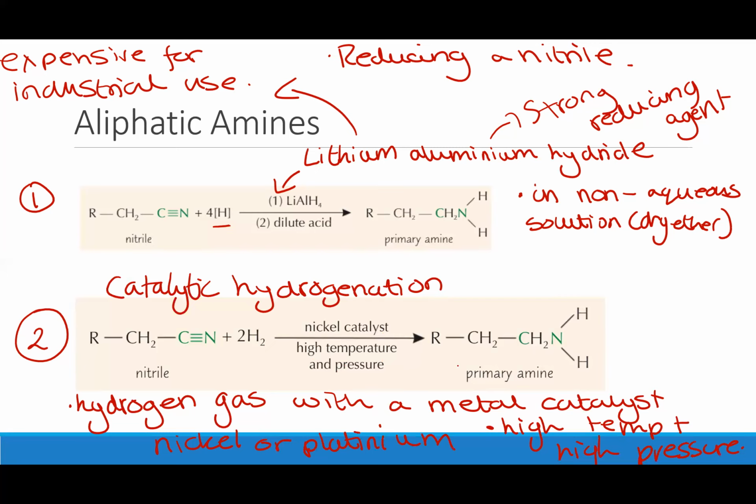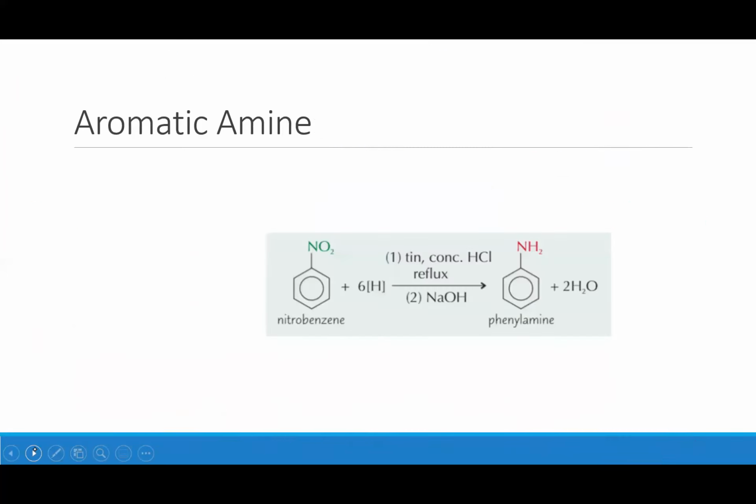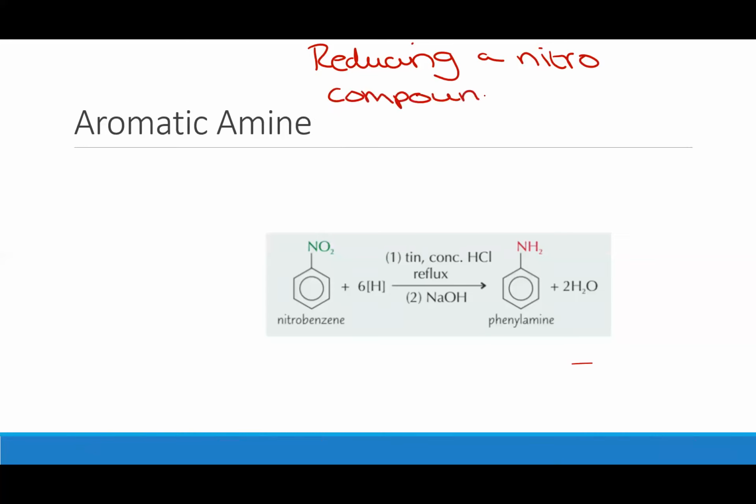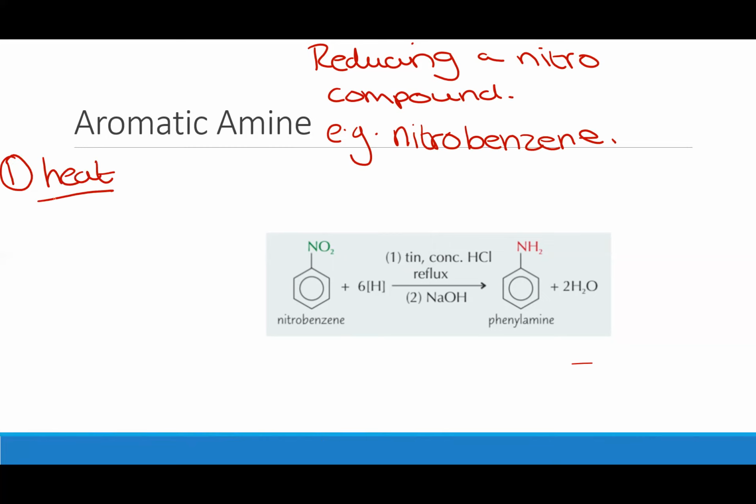The final type of amine we're going to look at is aromatic amines. We can make aromatic amines by reducing a nitro compound. So aromatic amines are produced by reducing a nitro compound. It could be, for example, nitrobenzene. And there are two steps to this method. So first of all, we need to heat, I'm going to underline that because that's important.